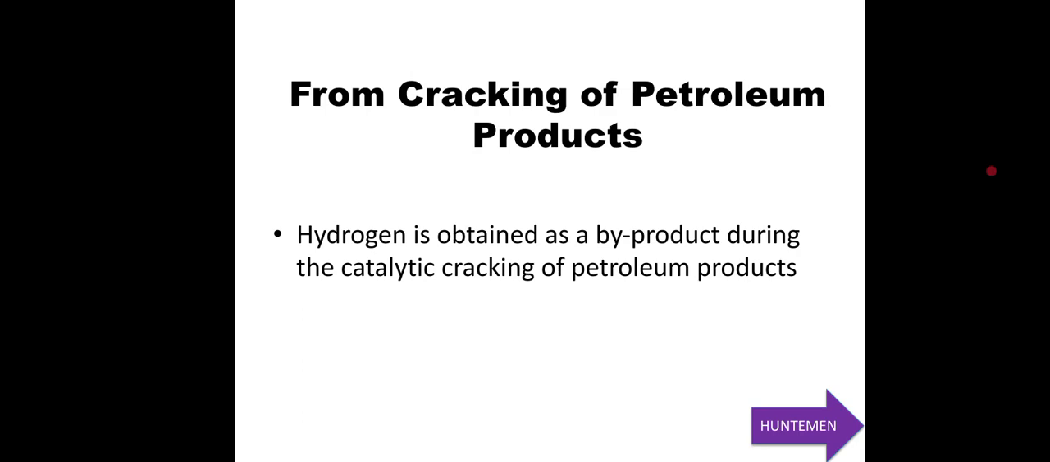From cracking of petroleum products, hydrogen is obtained also. This should be the last part of the other slide. So hydrogen is obtained also as a byproduct during the electrolytic cracking of petroleum products. I think we have mentioned this before.